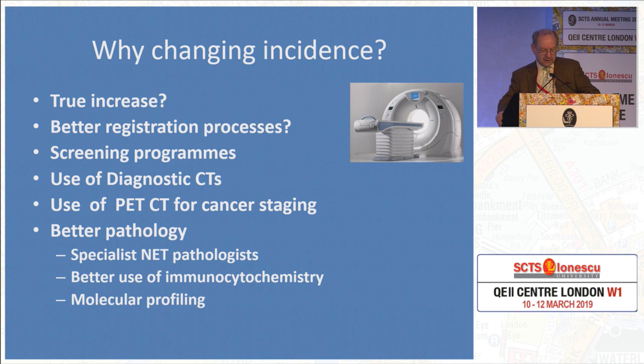Is this a true increase? Part of this is due to better recognition and better registration processes. A lot of patients get picked up incidentally while having either diagnostic CTs or PET CTs for other purposes. And I think with better specialized neuroendocrine pathologists using a better profile of immunocytochemistry, and of course, as we go forward, molecular profiling, we are seeing more cases, although many of them will be small and incidental, particularly if we look at rectal tumours and some of the other sites.